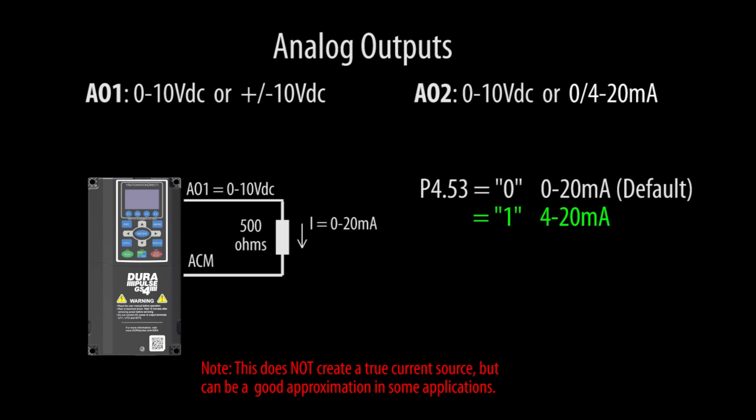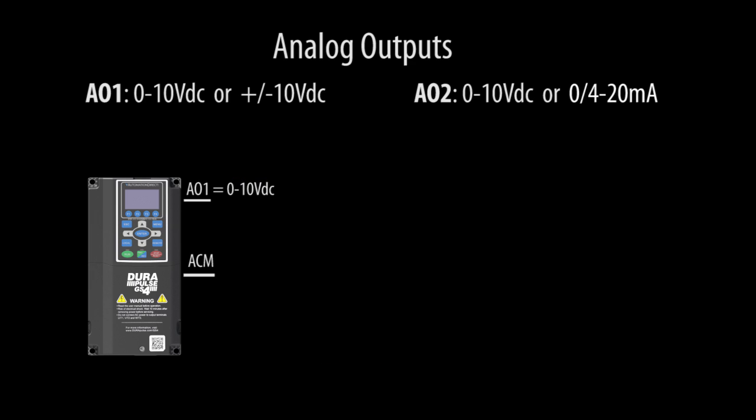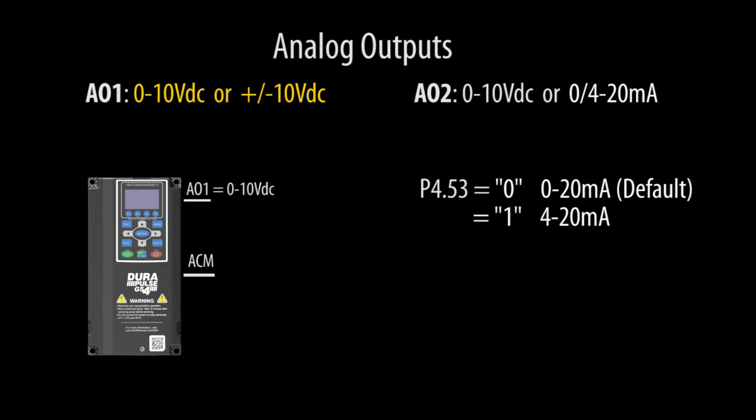Is this parameter really changing the output from 0 or 4 to 20 milliamps? No, not really. It's just scaling the voltage from 0 to 10 volts to 2 to 10 volts. So when you add that external 500 ohm load, you get the correct currents. So if you want to use analog output 1 as a straight voltage output like the switch says, make sure that parameter 453 is at its default setting of 0 so you get the full range that you expect.